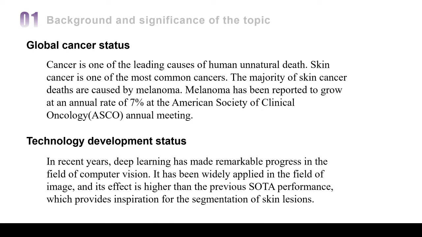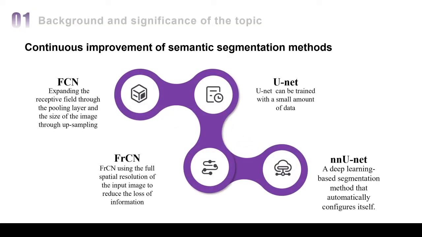In recent years, deep learning has made remarkable progress in the field of computer vision. It has been widely applied in the field of images, and its effect is higher than the previous state-of-the-art performance, which provides inspiration for segmentation of skin lesions. And these are some very classic and effective segmentation networks based on deep learning. FCN, fully convolutional network. It expands the receptive field through the pooling layer and the size of the image through upsampling. UNet. UNet is a very famous network, and it can be trained with a small amount of data.